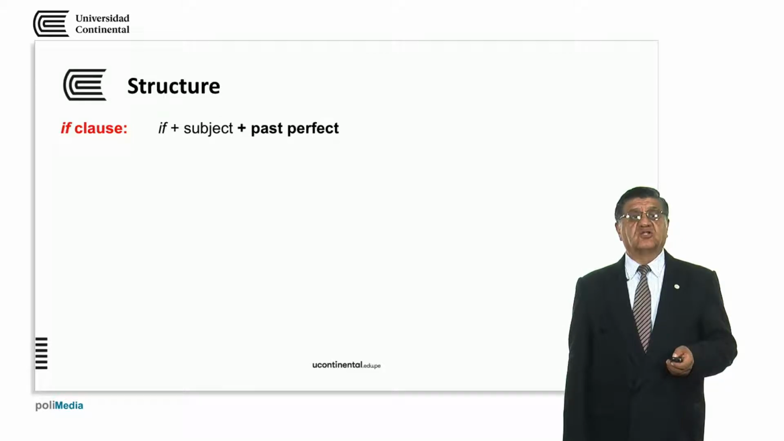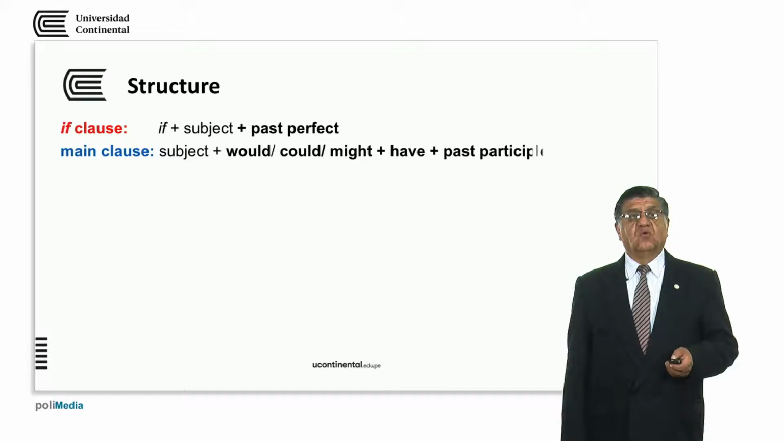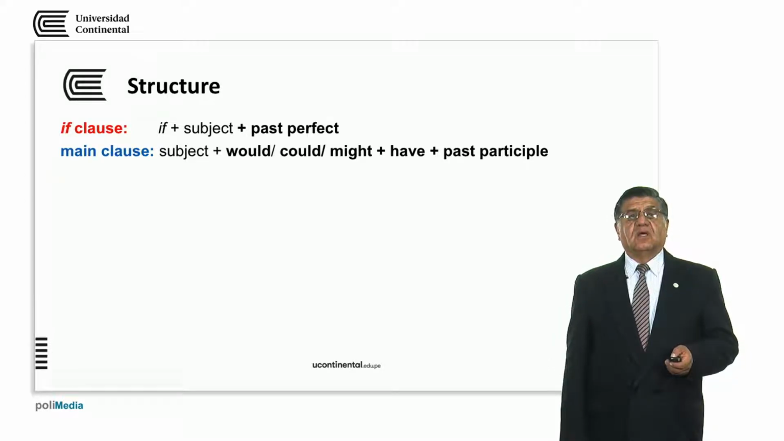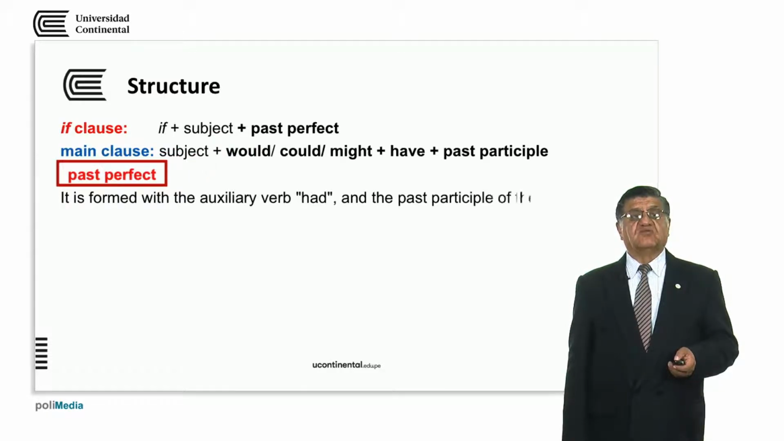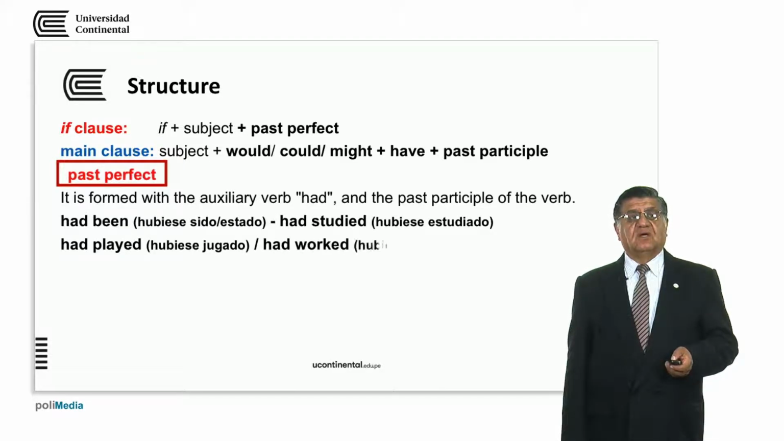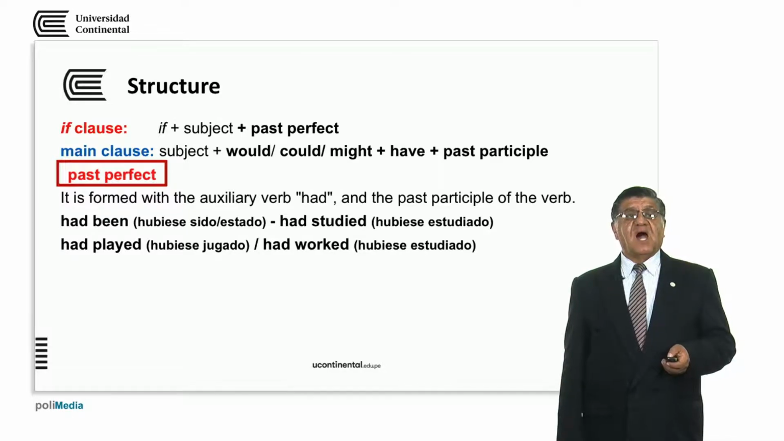The if clause, as I mentioned, we need the if, the subject, and the past perfect. For the main clause, we need a subject, would, could, or might, that are auxiliary verbs, have, and the past participle of the verb. Okay, the past perfect, for example, is formed with the auxiliary verb had and the past participle of the verb. It's quite similar to the present perfect tense. I had been, you had been, she had been, had studied, had played, had worked. Had, in this case, is the auxiliary for the past perfect tense.